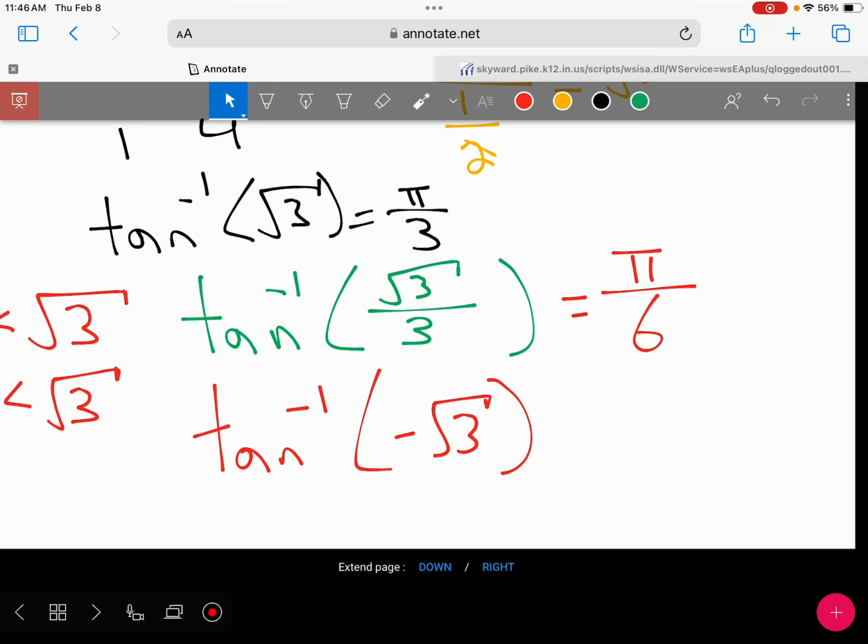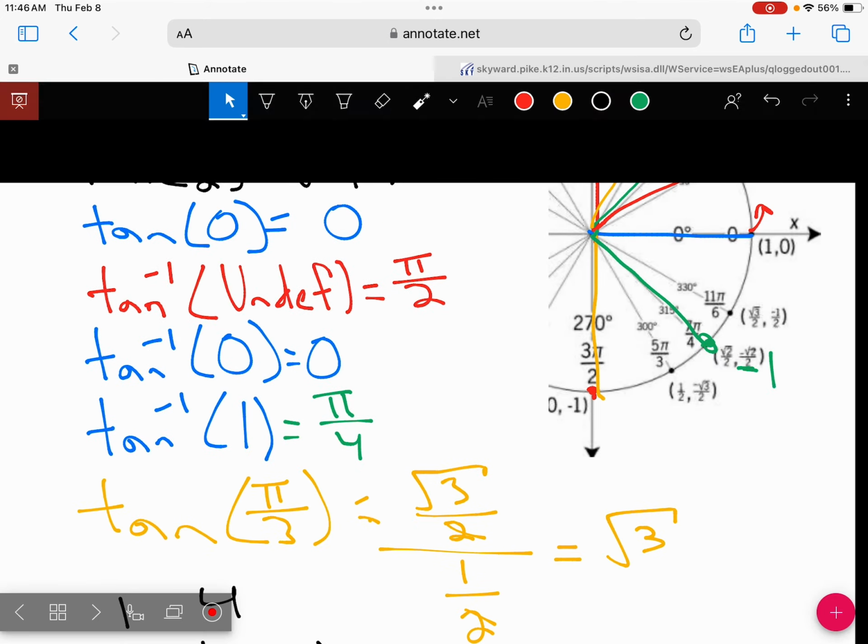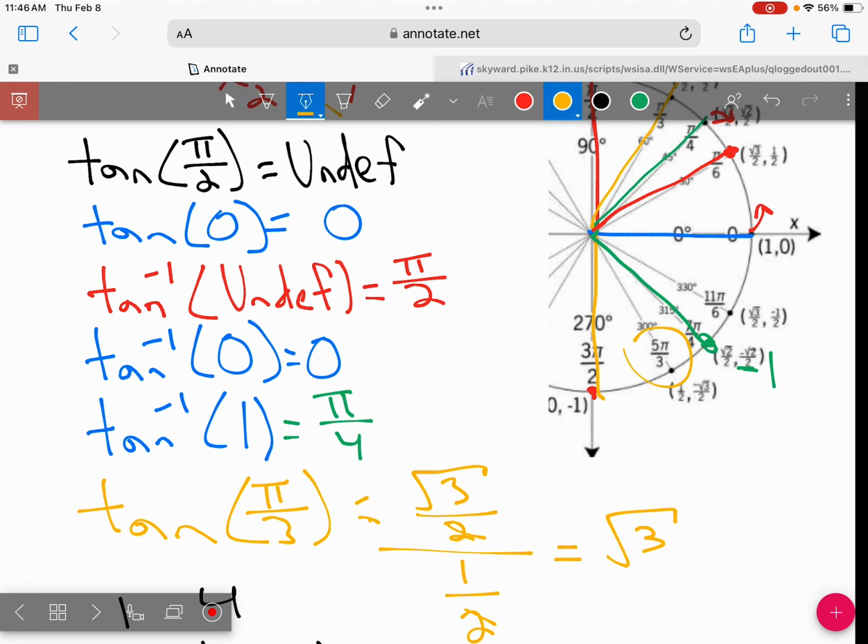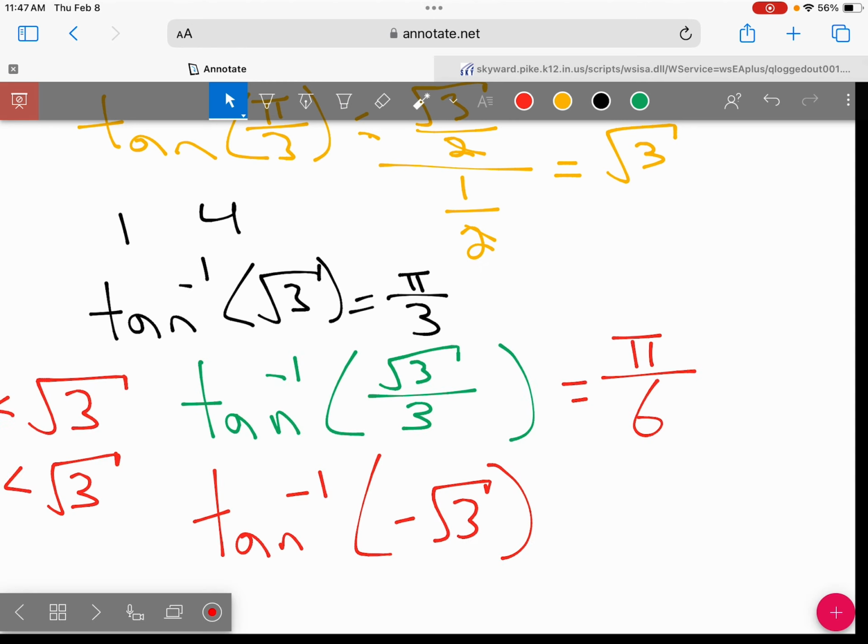Yeah, exactly. It's going to be further away from 0 than negative 1. So it's going to be steeper, and this time in the negative, than negative 1. That only leaves us one option. That point right there. Remember 5 pi over 3, we think about that as negative pi over 3. So then our answer for that question will just be negative pi over 3.